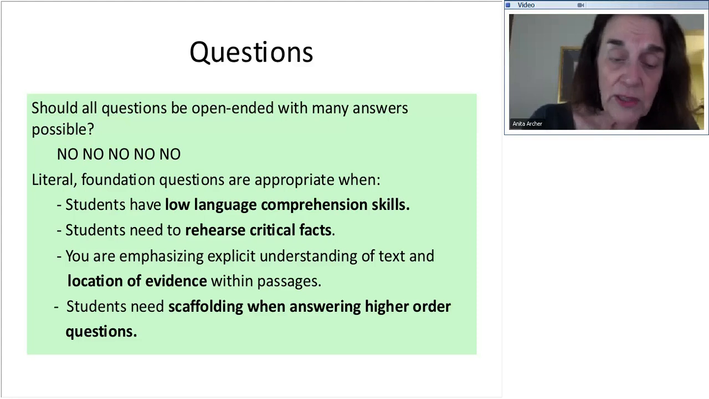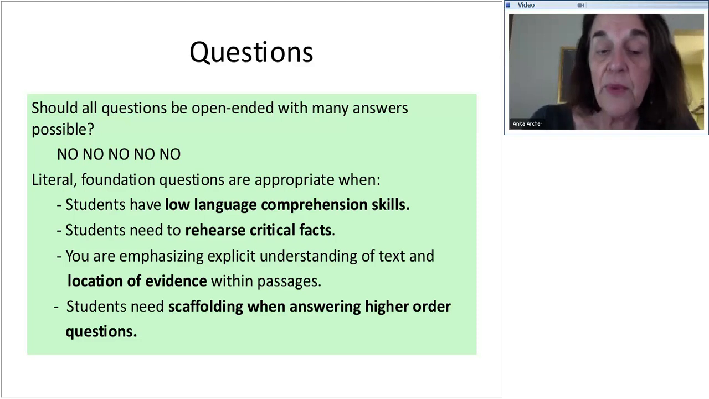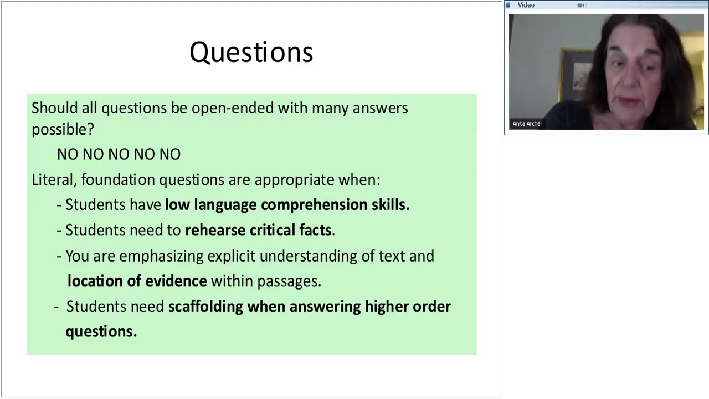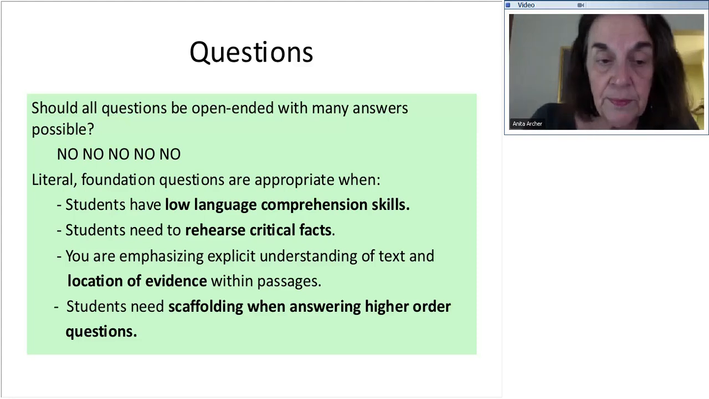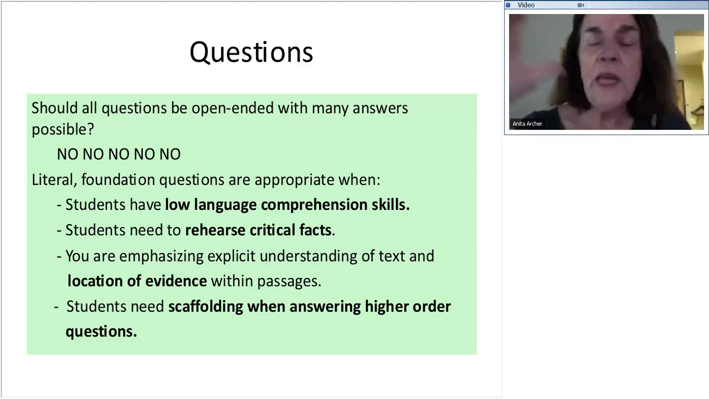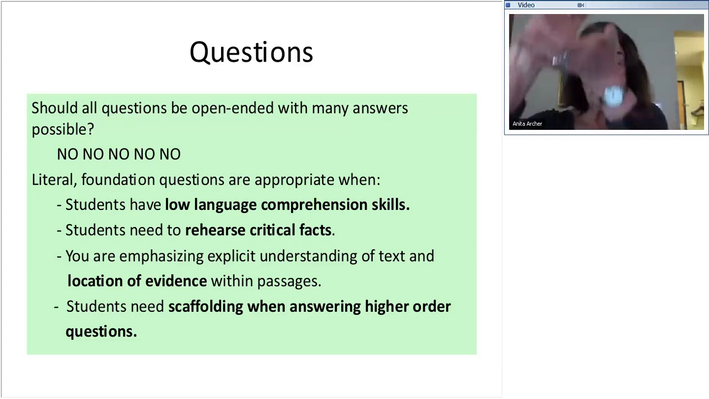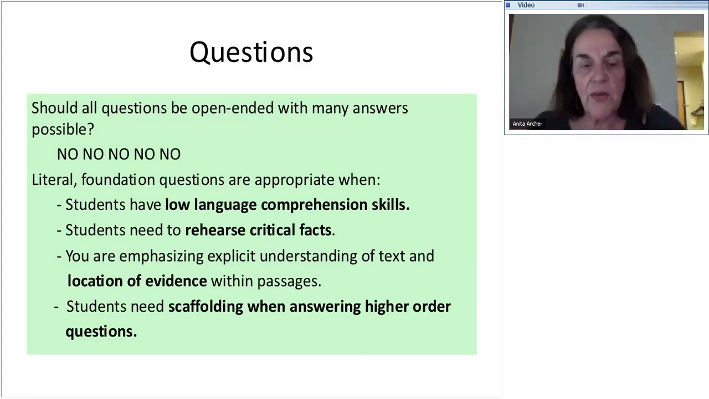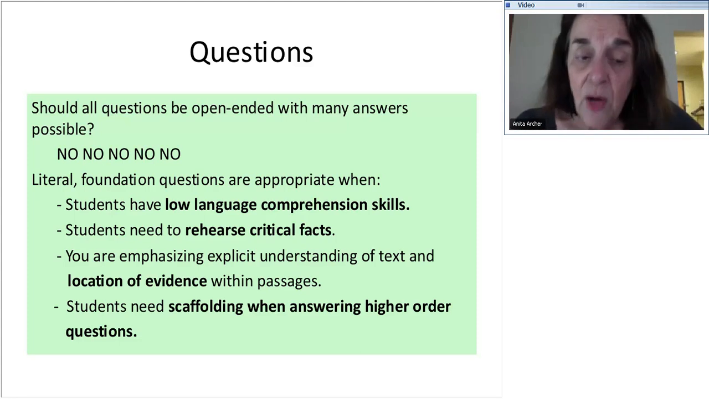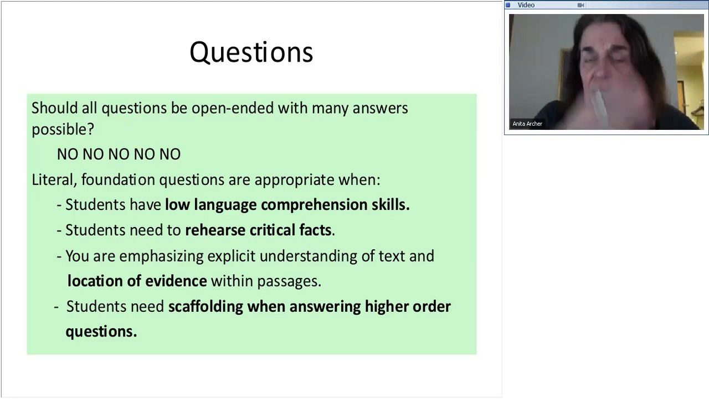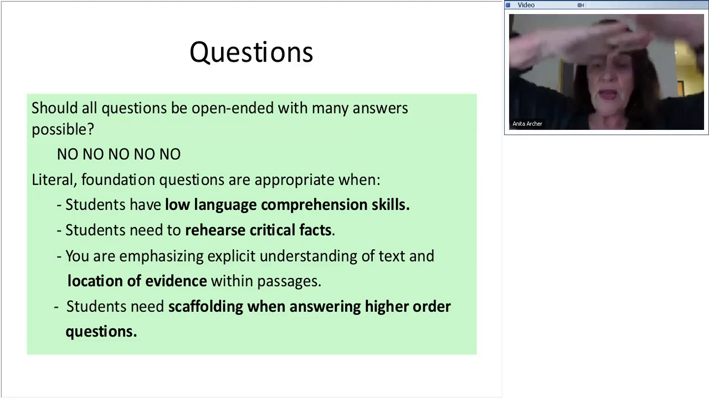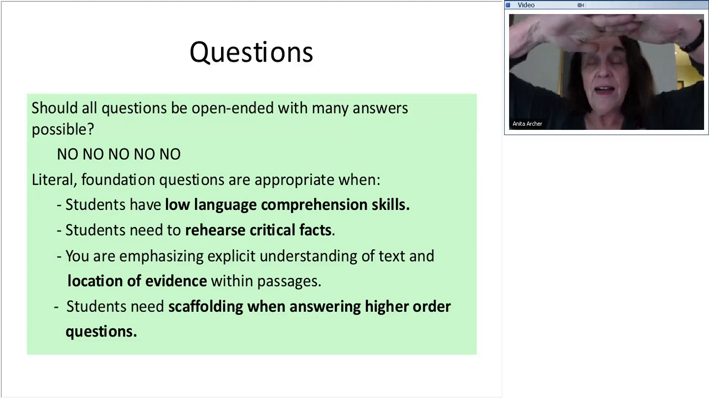And I'm also going to ask literal questions because it's one of the best ways I can practice with them quickly locating information and evidence in the passages. There is another reason we've stressed in the training: maybe I'm asking a higher order question, and I have a group of students who have very poor comprehension. So I say to myself, I've got to lift them up, I've got to scaffold this comprehension. And so I ask some foundation literal questions to lift them up so I can ask that higher order question and have higher order hope.